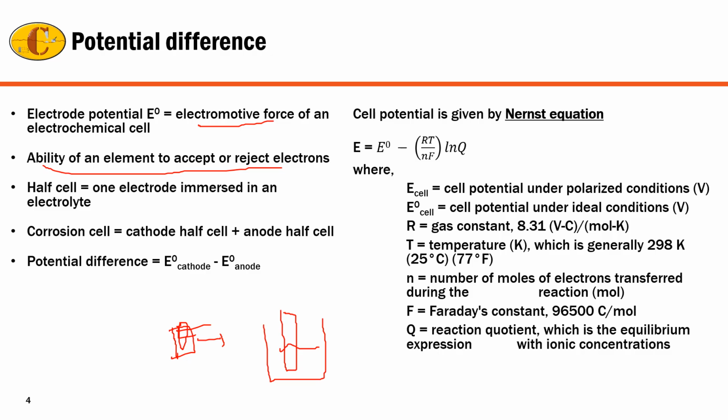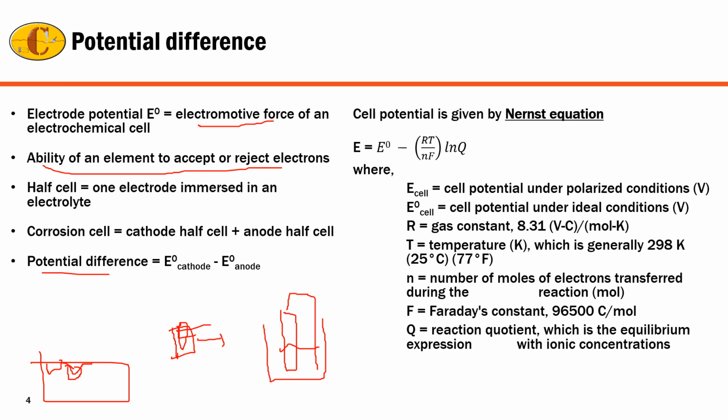Now the potential difference is the difference between the anode and the cathode. If we have a single component, then the potential difference will be between this small area and this adjacent area. So the total cell potential is obtained using the Nernst equation.